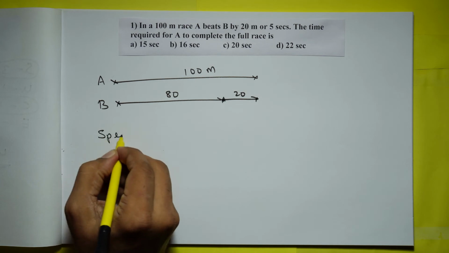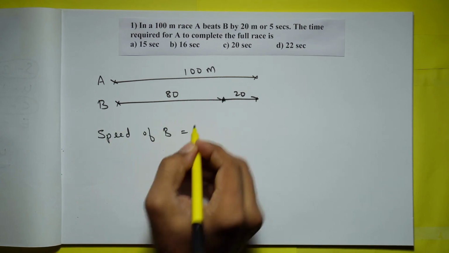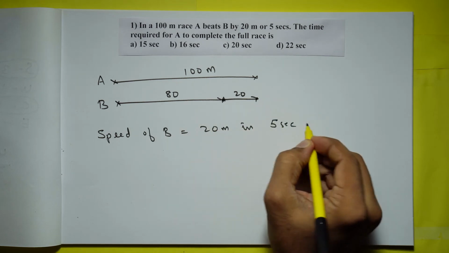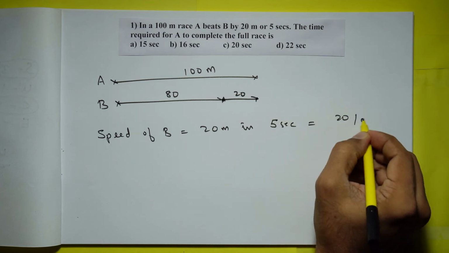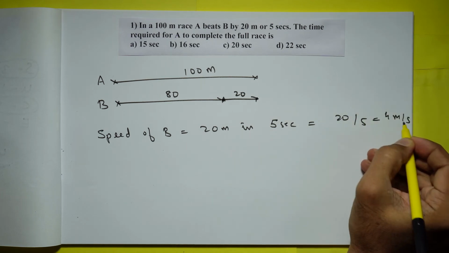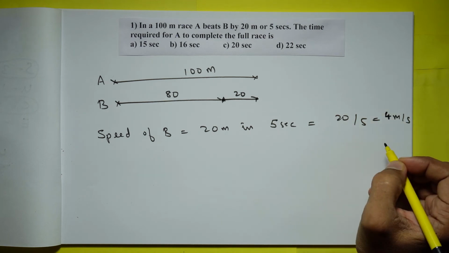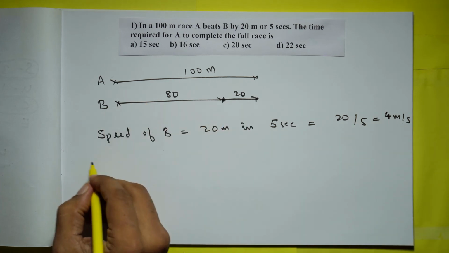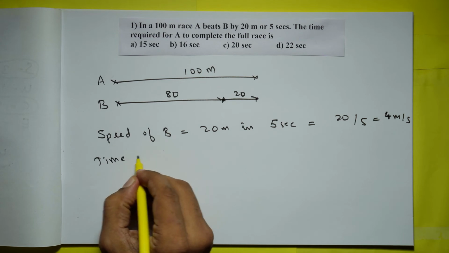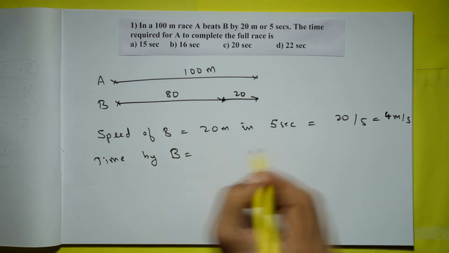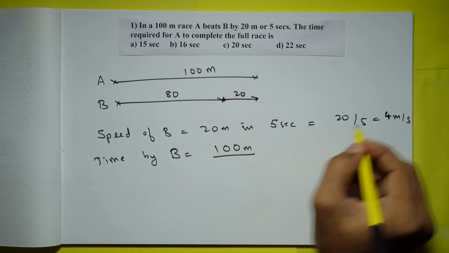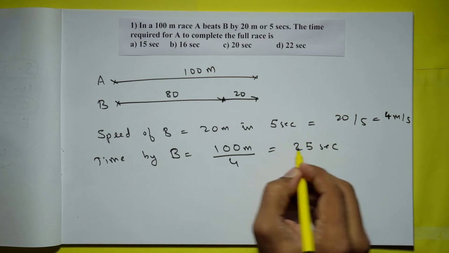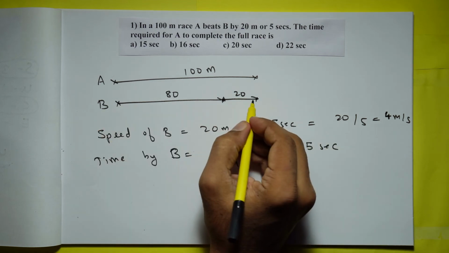So if we look at the speed of B, B can do 20 meters in 5 seconds. So speed of B will be 20 meters in 5 seconds. That will be 4 meters per second. That is the speed of B, 4 meters per second. So let us calculate the time required for B to do the full 100 meters. Time required by B will be distance 100 meters divided by speed 4 meters per second. So time required is 25 seconds. So that is the time required for B to complete the full 100 meters.